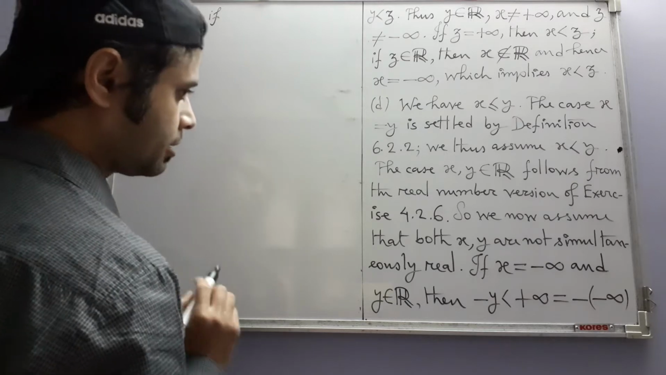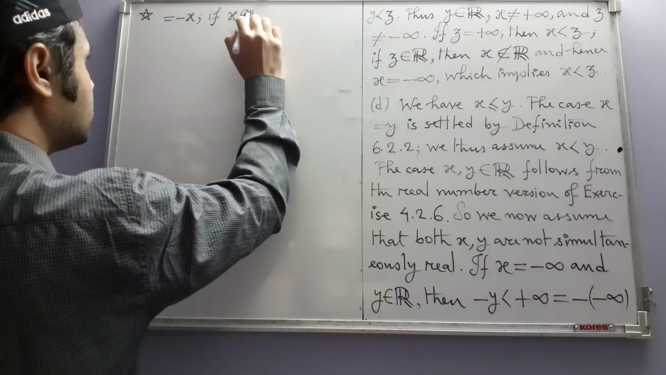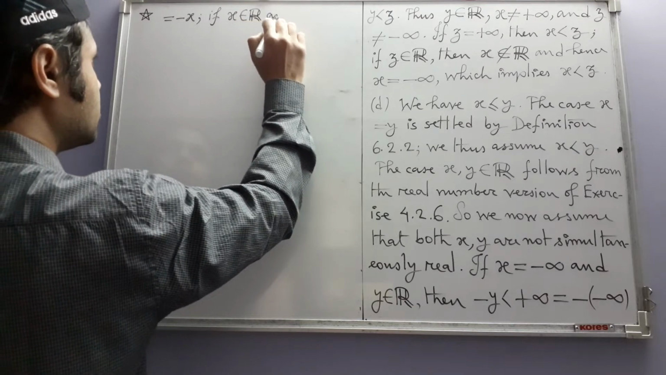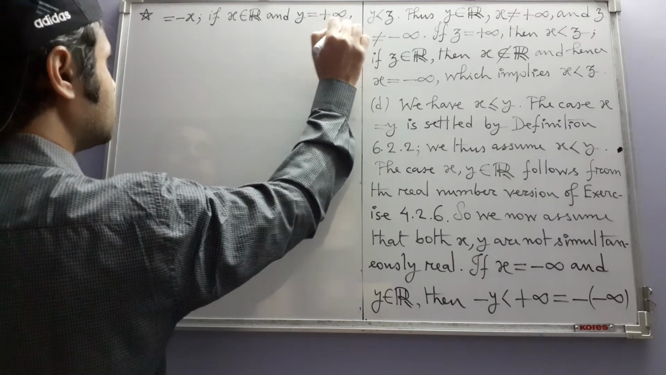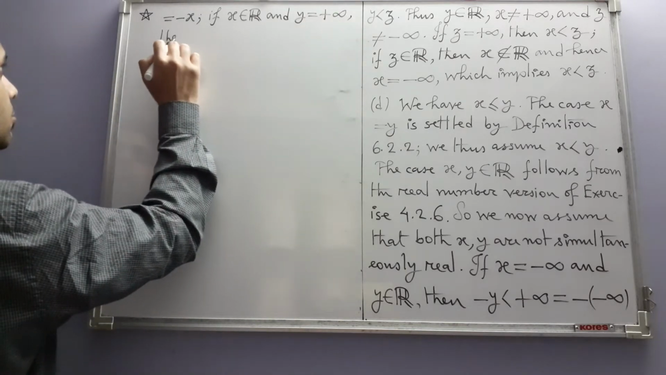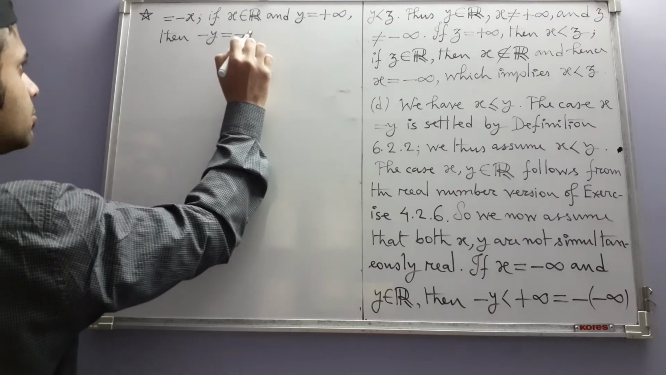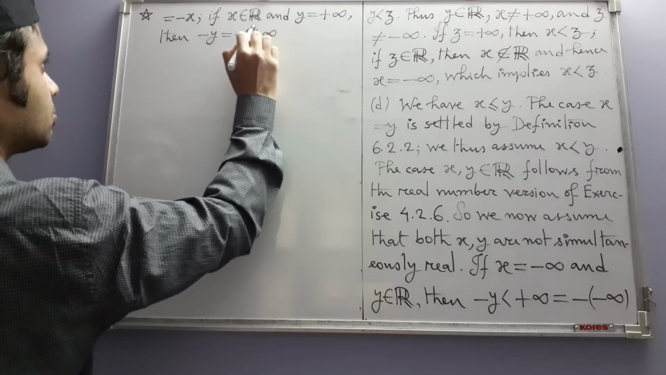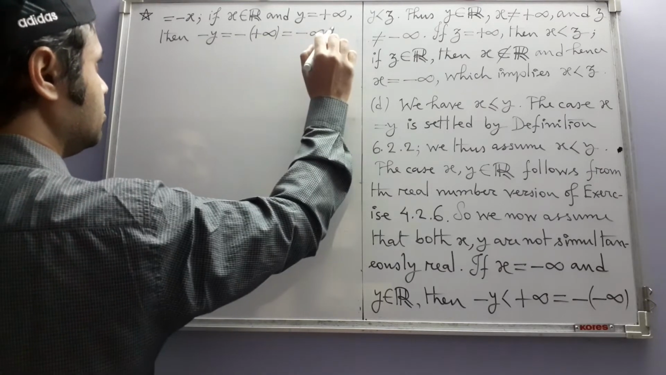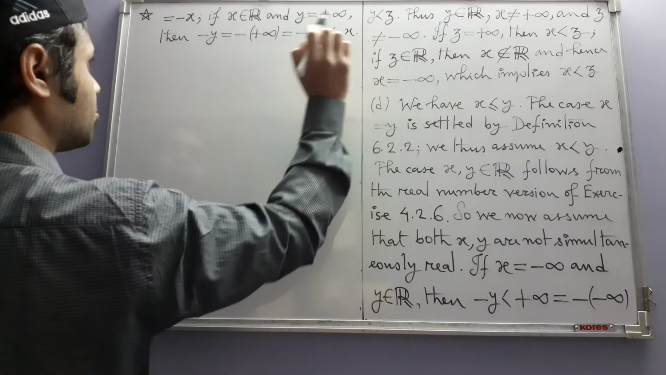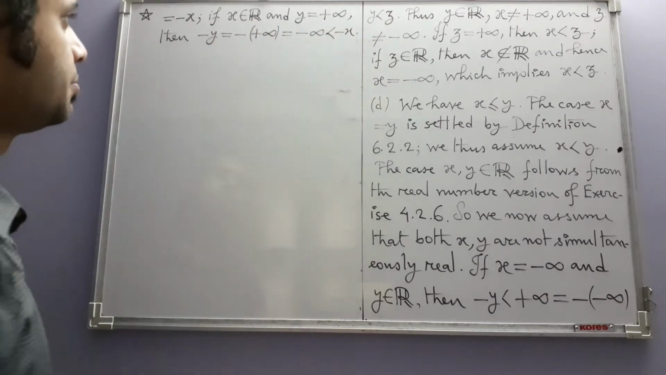If on the other hand x is real and y is plus infinity, then minus y is, by the definition of negation, minus infinity, which is less than minus x, again because minus x is also real.